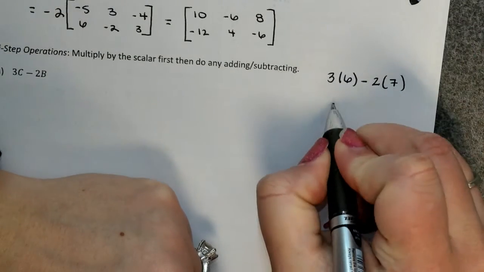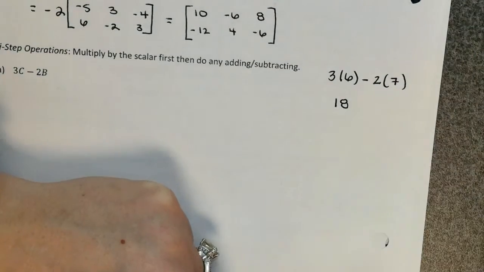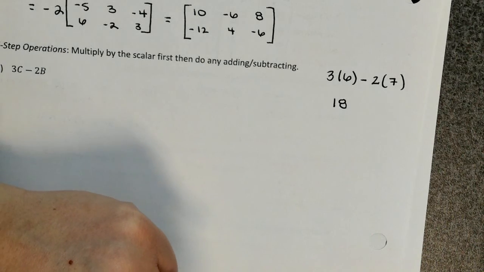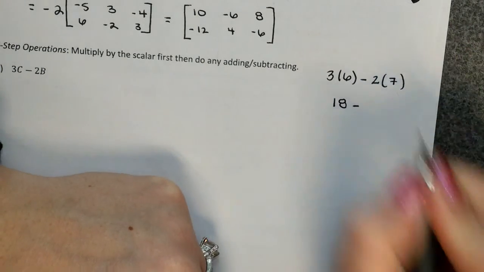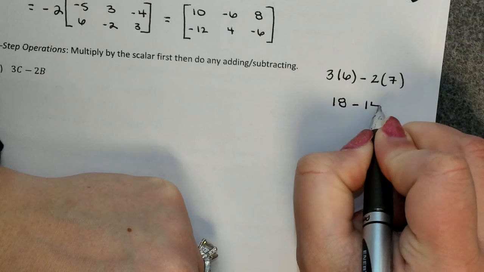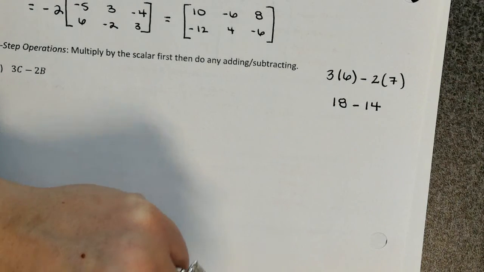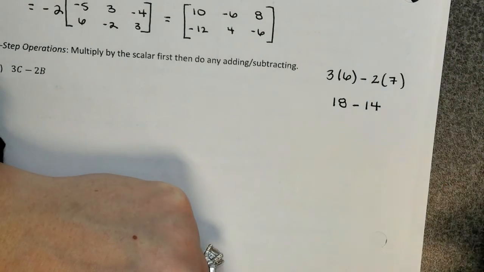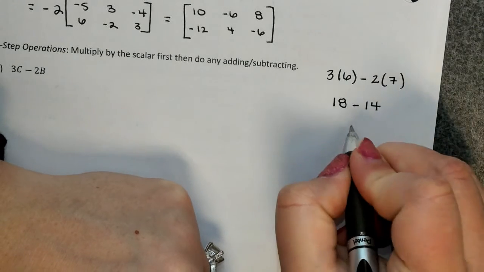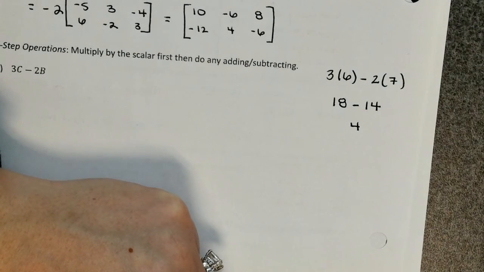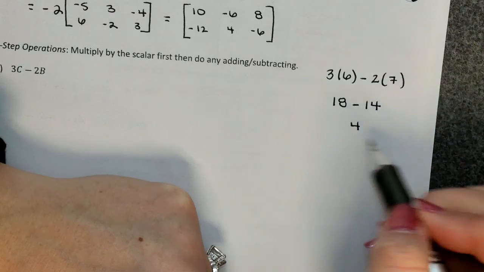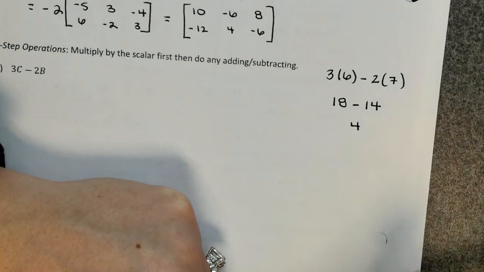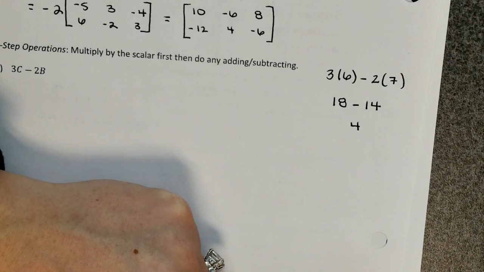So what is 3 times 6? Okay, so this first number is going to become 18. What about this over here? Minus 2 times 7 is 14. And then what would you do? Then you're going to actually do the subtraction. So 18 minus 14 is going to be 4. Right. I showed you this with basic numbers because that's the same order of operation that you have to use when we're doing this with matrices.